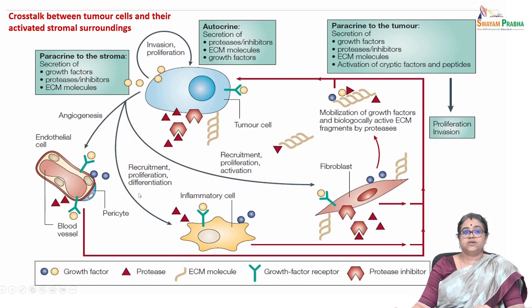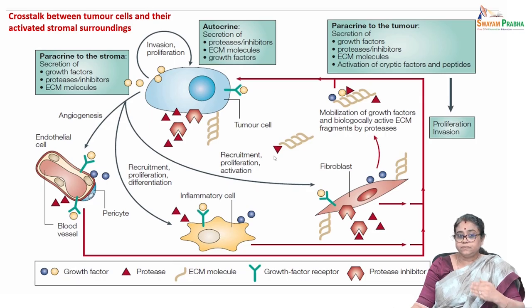Similarly, it can also lead to recruitment, proliferation and differentiation of pro-inflammatory cells, which can increase the inflammation in that area. Plus, the tumor cell can also secrete certain factors which will activate the fibroblasts. And we just saw what activated fibroblasts can do. When fibroblasts get activated, it leads to mobilization of growth factors and biologically active ECM fragments by proteases. This in turn can help the tumor cell to proliferate again.